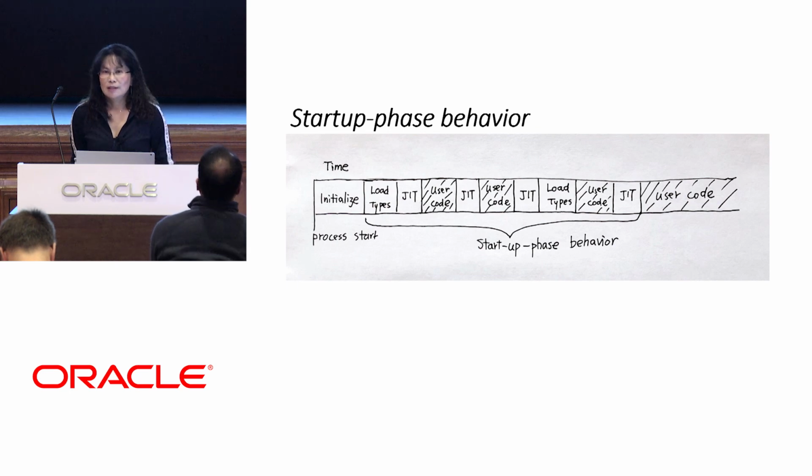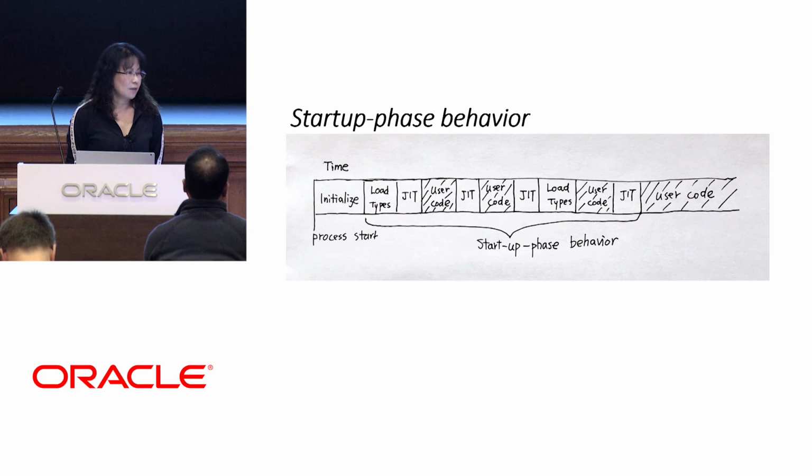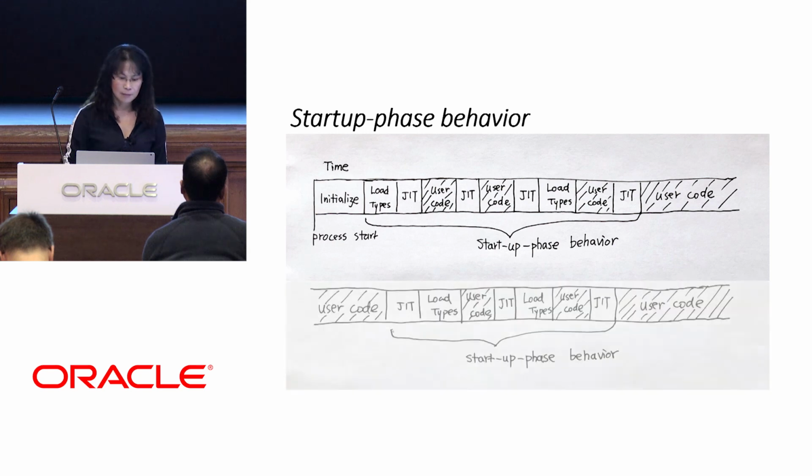Let's go back to our friend, my beautiful picture here. Remember we talked about startup phase behavior: the runtime initializes, you load type, you JIT, you run user code, you JIT, you run user code, you JIT, you load type, you run user code, you JIT. And thank God, I go to the user code, I continue to execute on user code, life is happy, right? It's perfect. No, it does not.